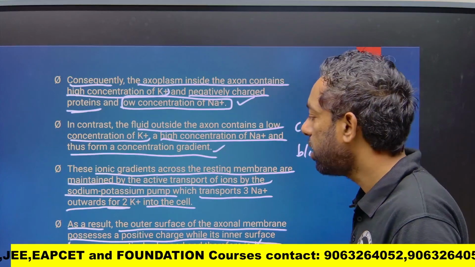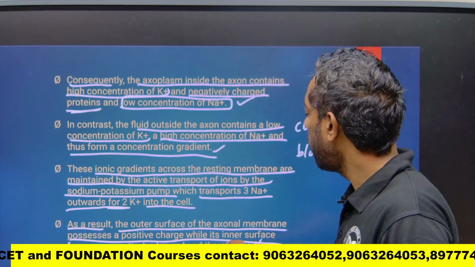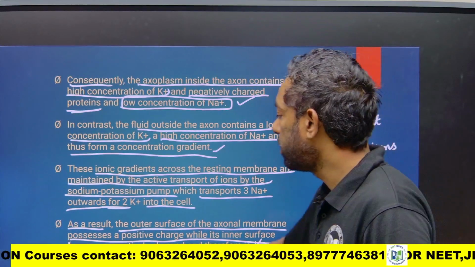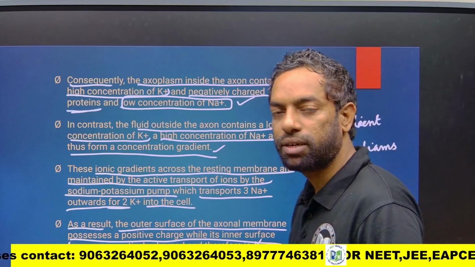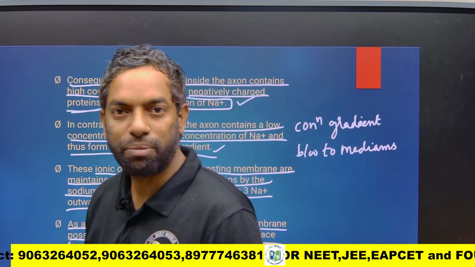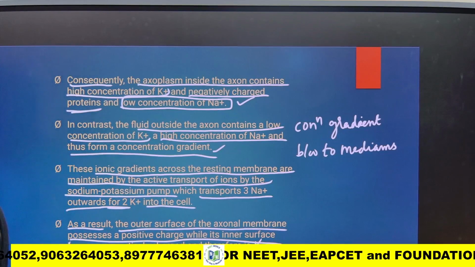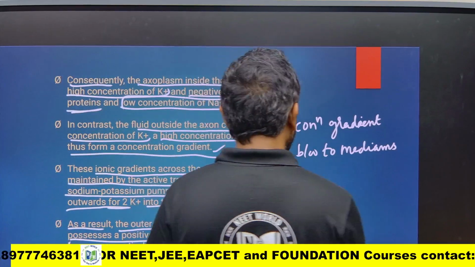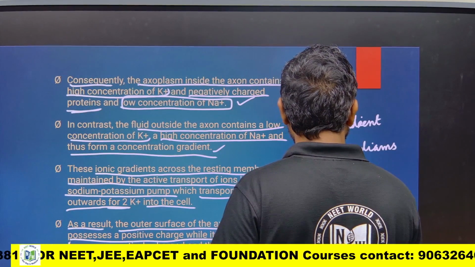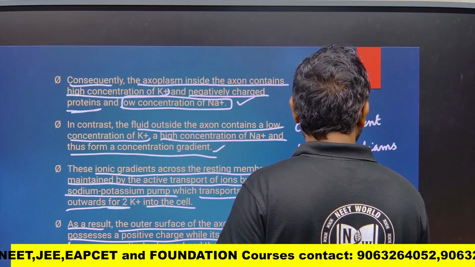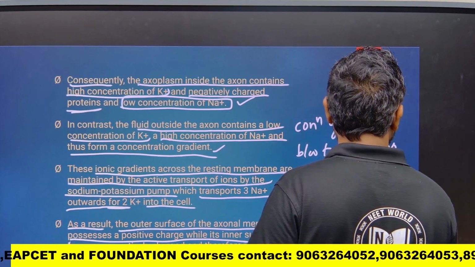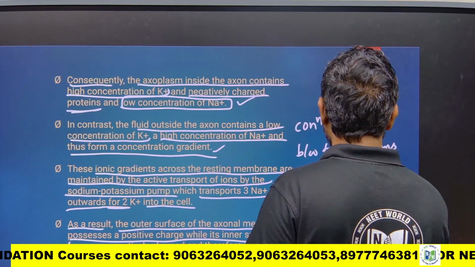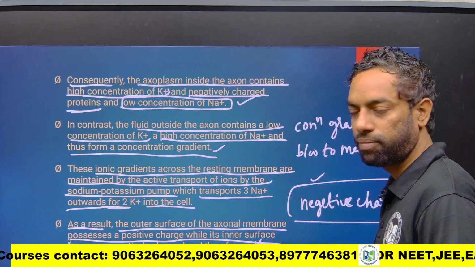They can transfer the signals. The electrical potential difference across the resting plasma membrane is called the resting potential. What is resting potential? Across the axonal membrane there is a difference between two areas called resting potential, which is always maintained negative. They always maintain negative charge, resting potential.